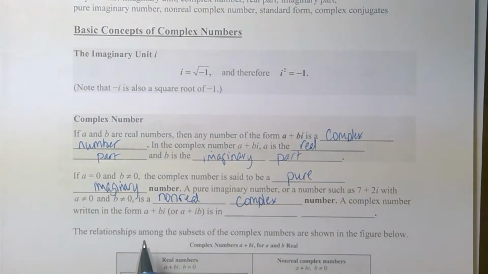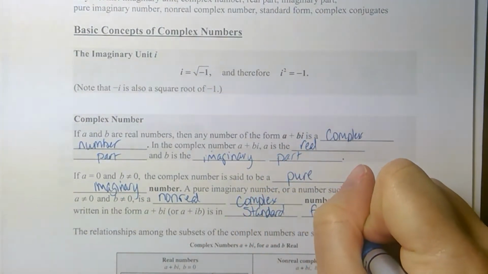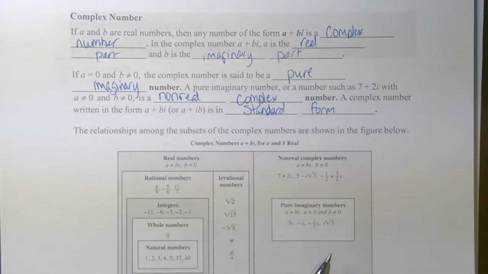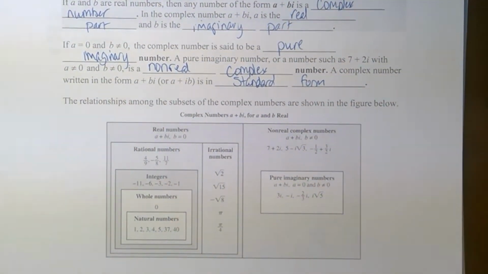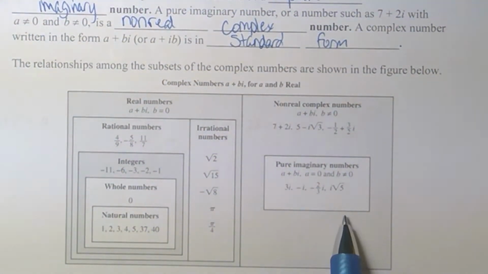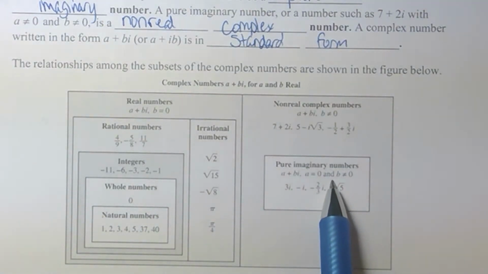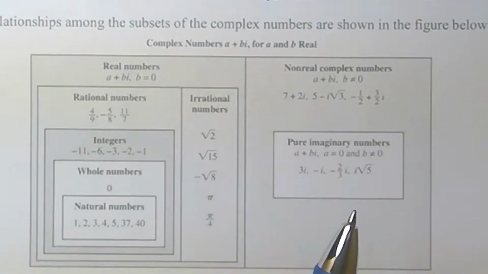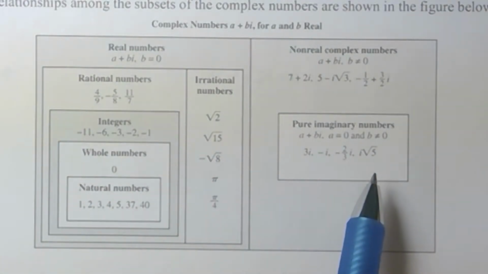A complex number written in the form a plus bi or a plus ib is in standard form. Now, in general, we keep to the form a plus bi. The exception you're going to see is when you have an irrational value for b. Look in that pure imaginary number box: 3i, negative 2/3 i, and then we have i square root 5. Anytime we have a square root, you're going to see that we put the i in front, mostly, I believe, just to make sure it doesn't end up accidentally underneath that radical.